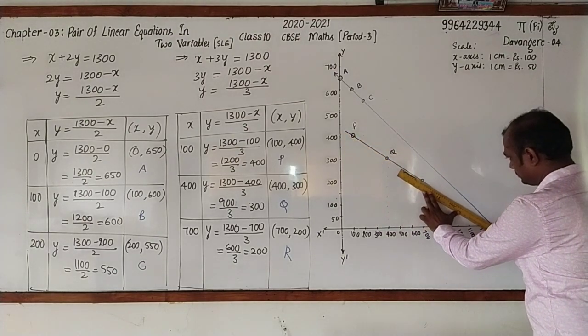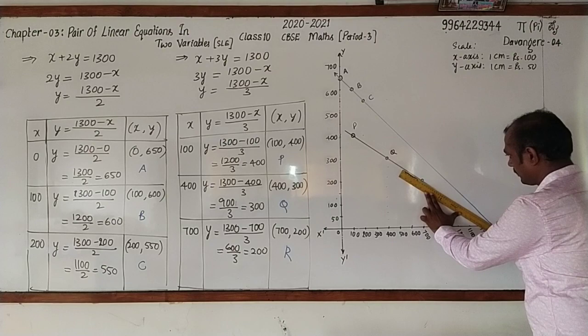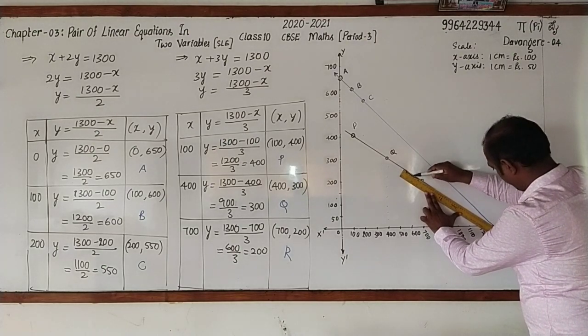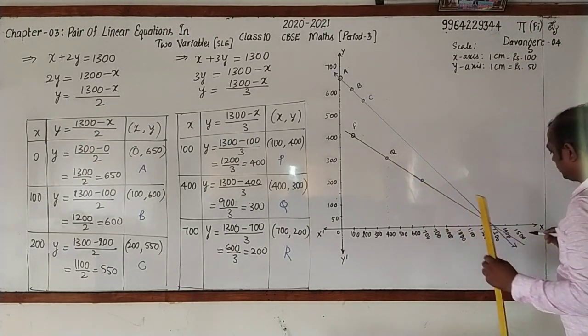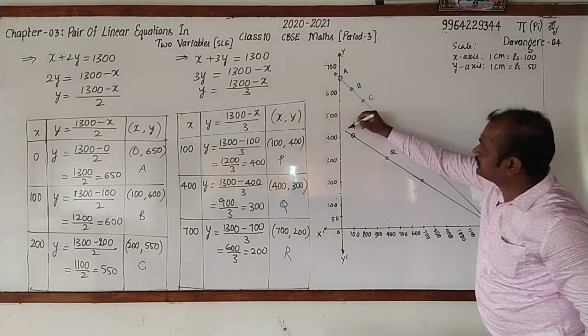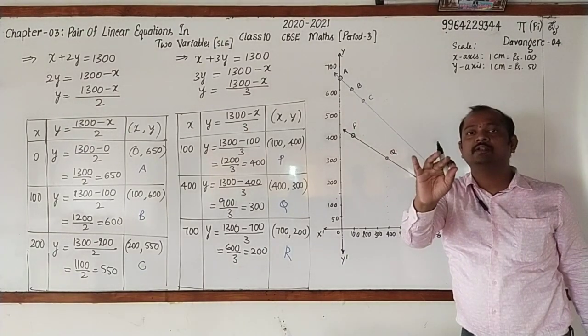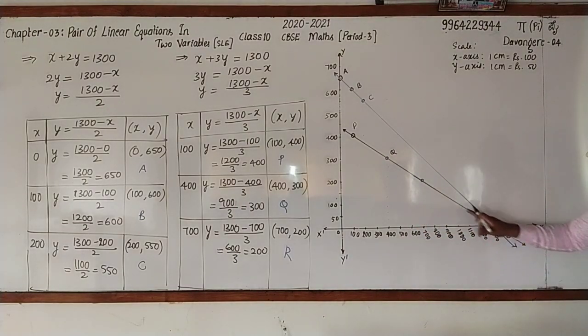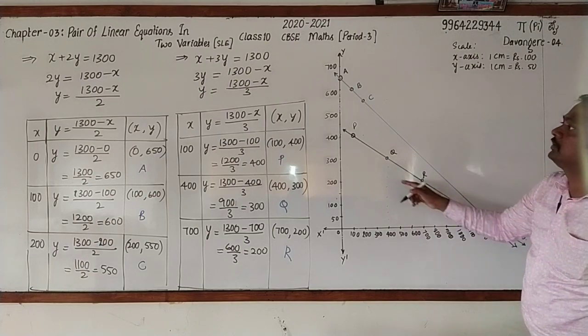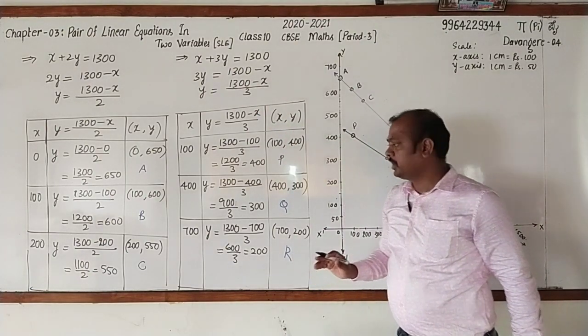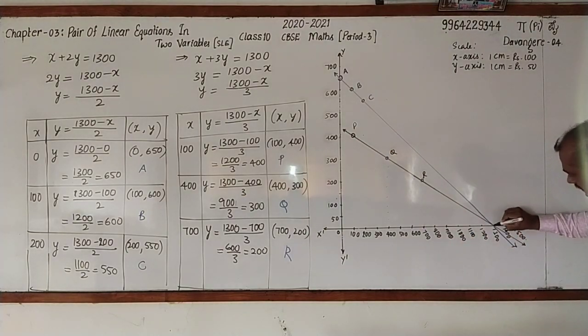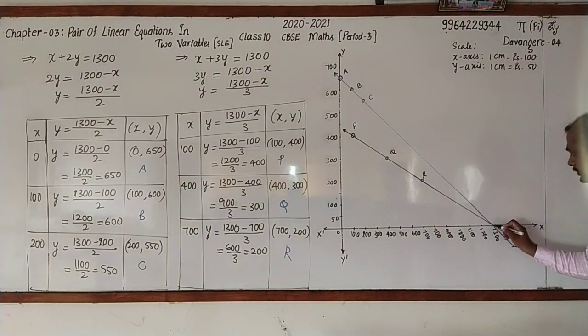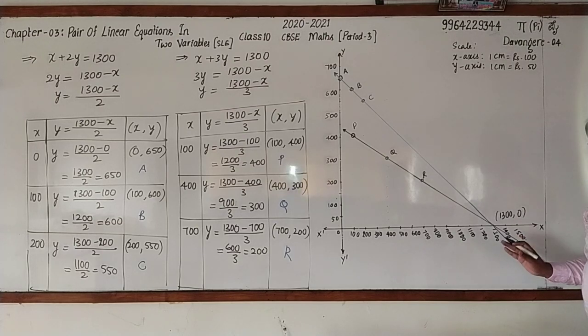Let us extend this line. Yes, the line should be thin enough, thin like a hair. Now this black color line indicates the graph of the second equation, and both will intersect at a point. Can you tell the coordinates of this point? Yes, you are right. It is 1300, 0. Clear?